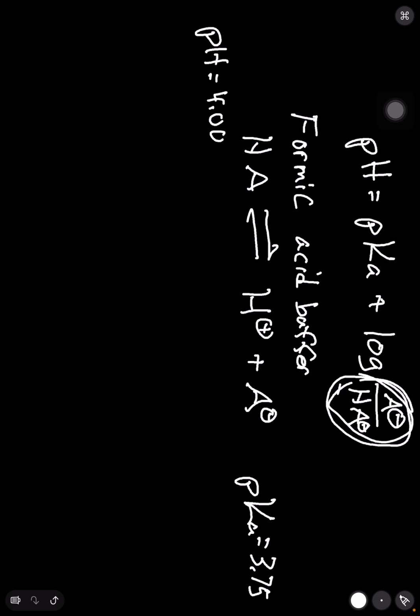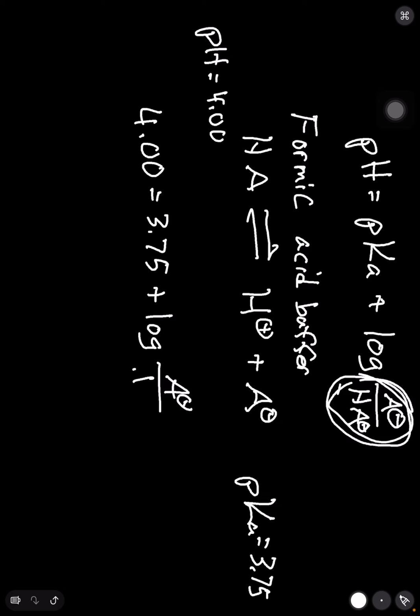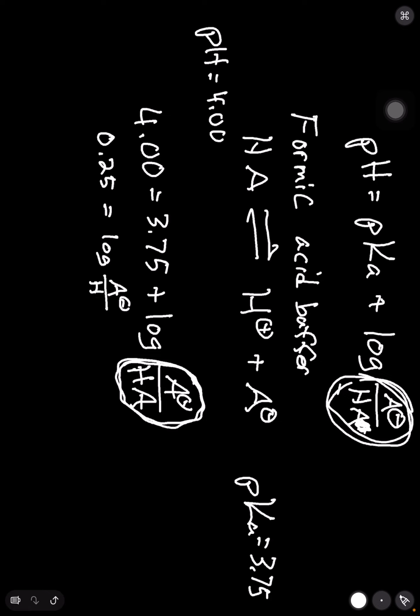Okay, so if you plug this into the Henderson-Hasselbalch equation, you could say 4.00 equals our pKa, 3.75, plus the log of the base form to the acid form. What we're really looking to do is find out what this ratio is. In order to get to a pH of 4, what ratio does our base form to our acid form need to be? You can algebraically manipulate this equation to do that. What you would do is subtract 3.75 from both sides. When you do that, you get 0.25 equals log of A minus over HA.